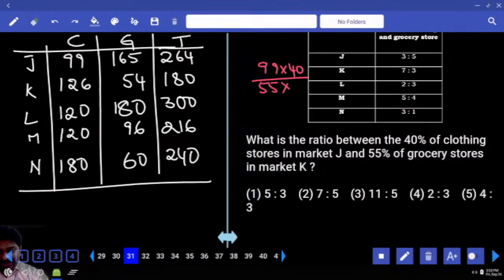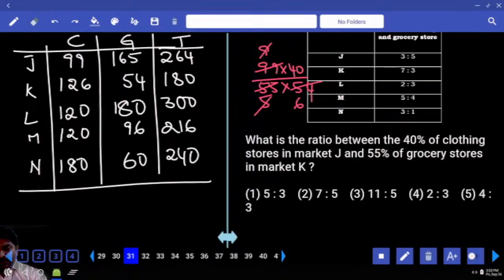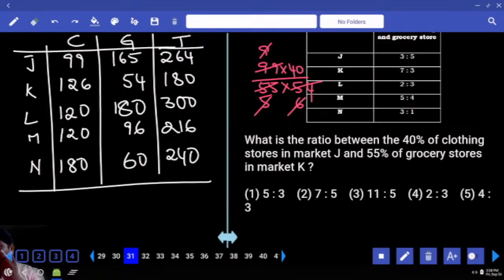55% of grocery stores in market K. K groceries 54. 11 9 times, 5 times 9, 6 times. Denominator 5 into 6, 30. Numerator 40. 40 by 30, 4 is to 3.